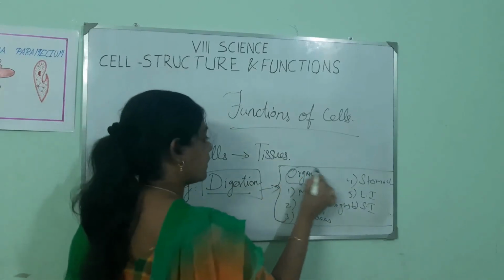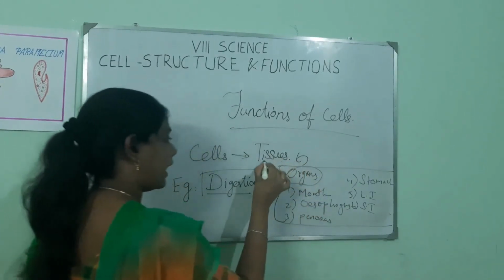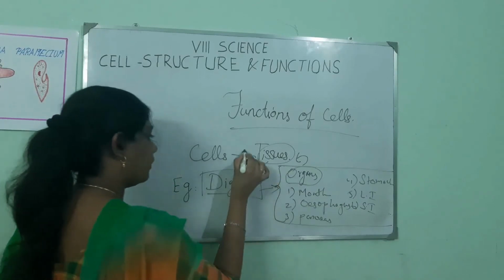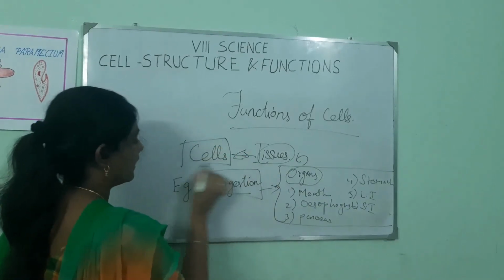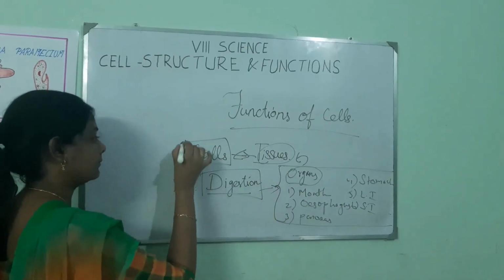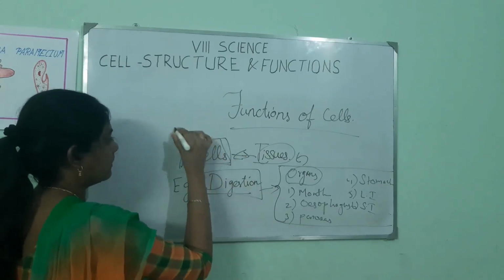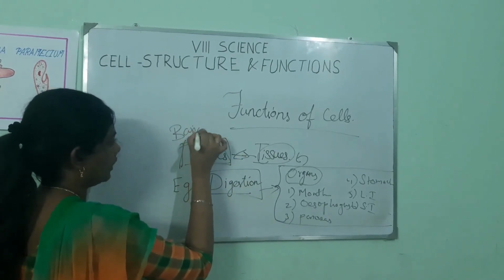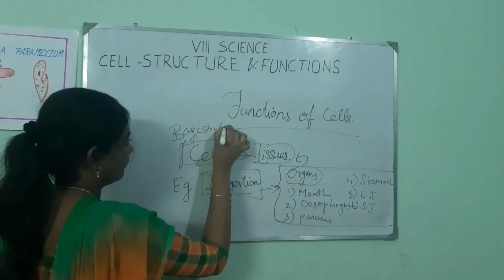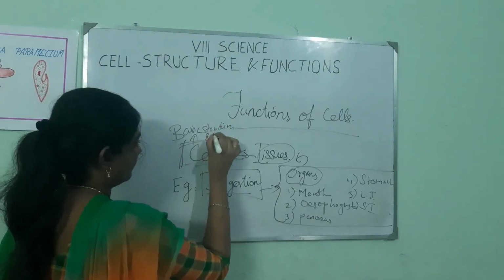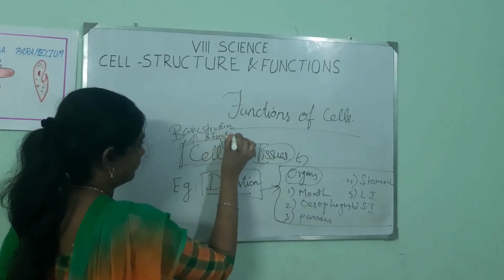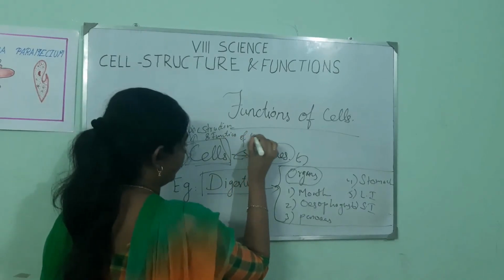These organs are made up of tissues, and those tissues are made up of a group of cells. Hence, it is proved that cells are the basic structure and function of organs.